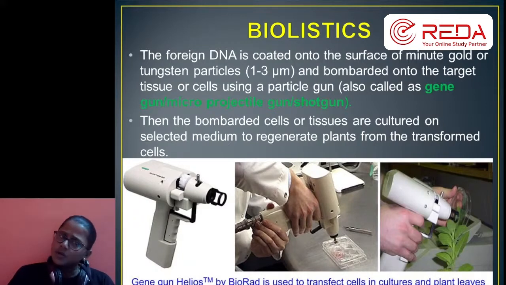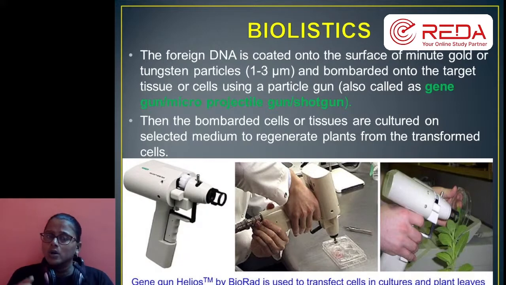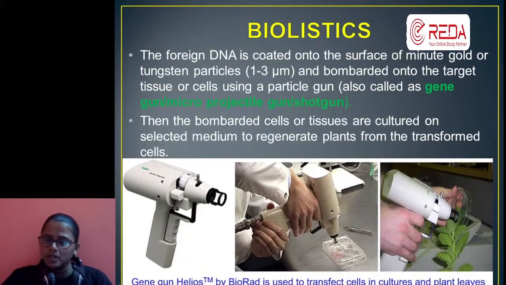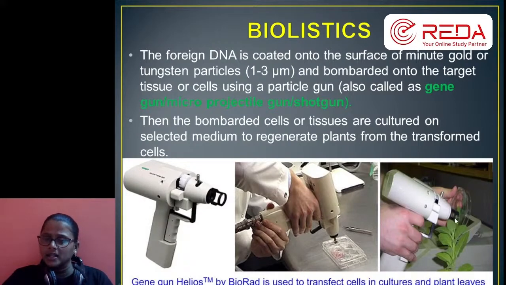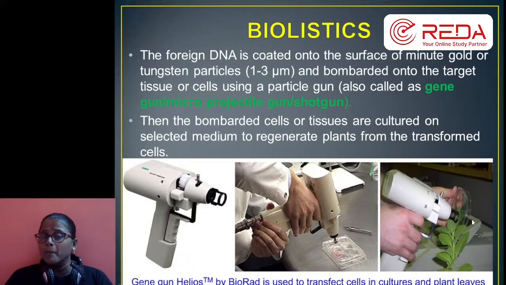So once it has been coated, we are straightly going to shoot this gold or tungsten, which is coated by the foreign DNA, into the plant. So here you can see, they are going to use the gun on the plant and load it directly. Here the gold or tungsten particles are first loaded with the DNA, and they will be straightly put into the plant. Okay, so they are just creating some bombarding effect.